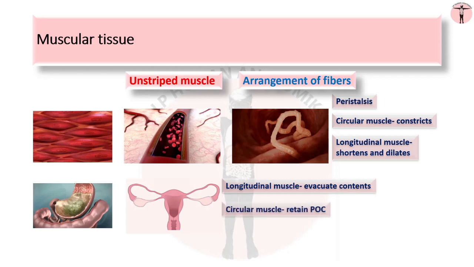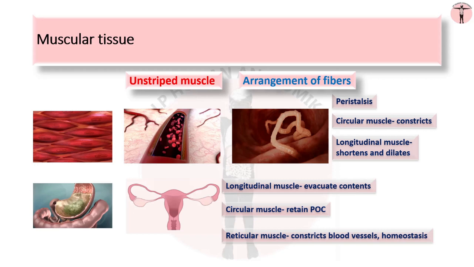The circular muscle retains the products of conception until the full term is reached, whereas the reticular layer of muscle constricts the blood vessels and helps in hemostasis during the separation of the afterbirth or during the bleeding phase of the menstrual cycle.